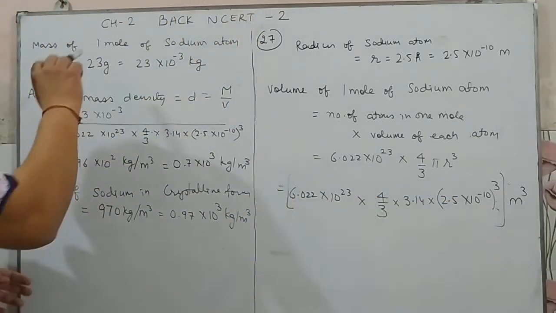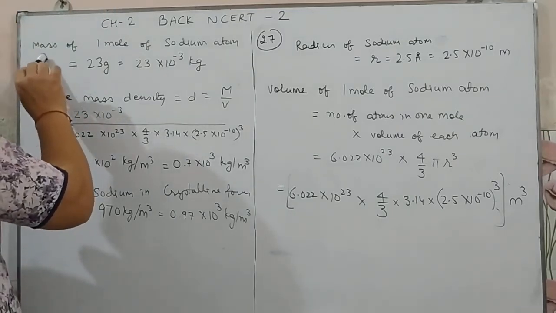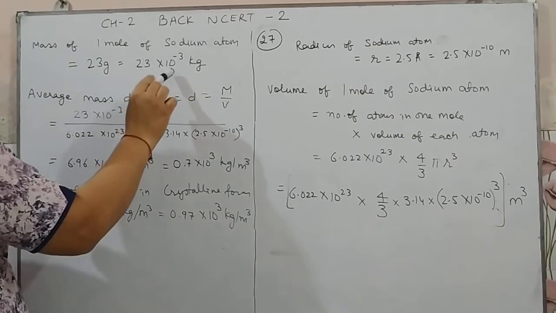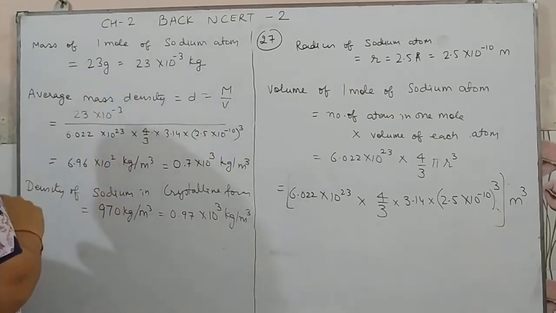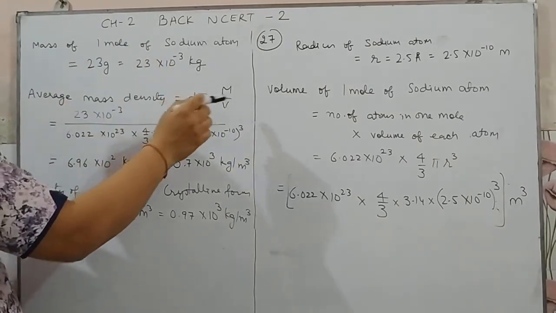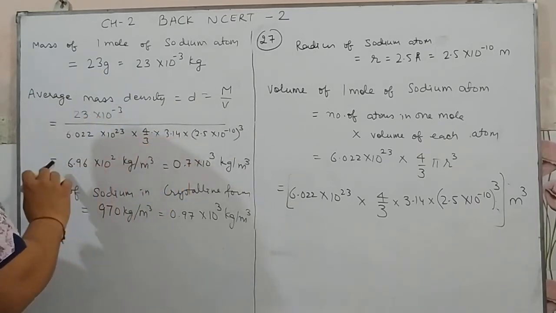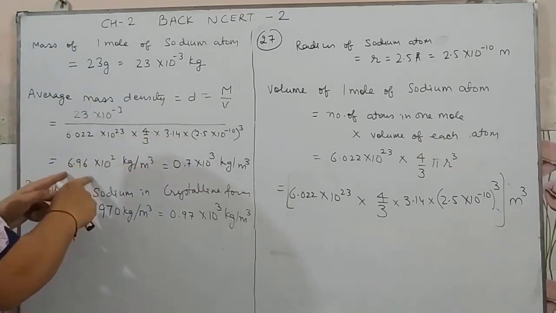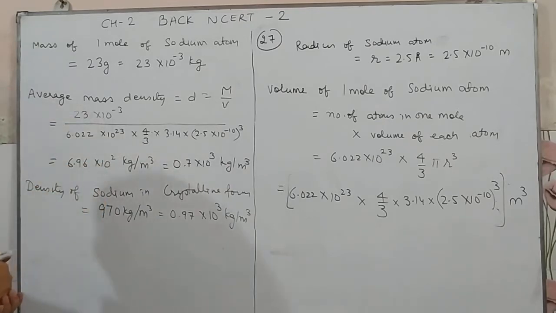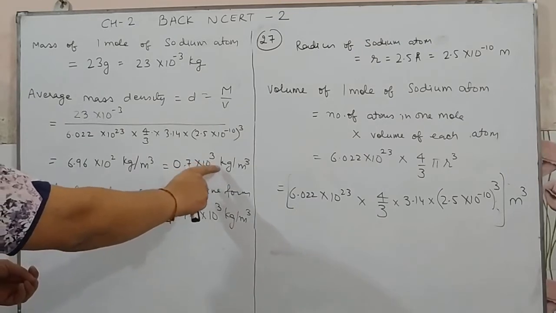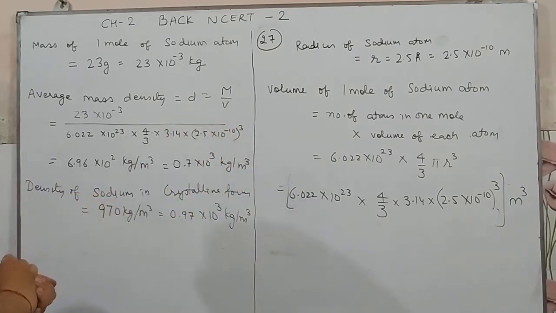Then we are given that the mass of 1 mole of sodium atoms is 23 gram. That is 23 × 10^-3 kg. So the average mass density can be found from here. Put the mass here. You put the volume here. The result comes out to be 6.96 × 10^2 kg per meter cube. Okay, we are converting that into 0.7 × 10^3 kg per meter cube, because we need to compare the ranges here.